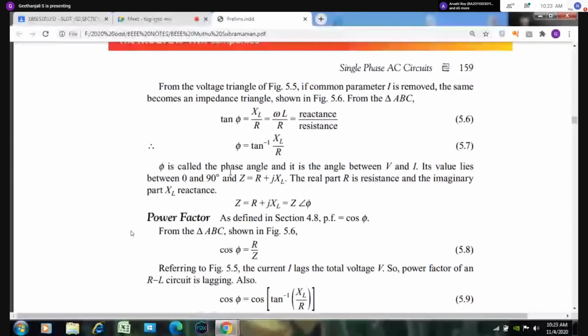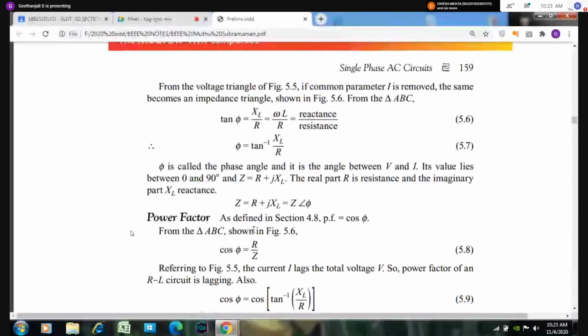Its value lies between 0 and 90 degrees, and Z is equal to R plus jXL for the pure RL circuit. The real part R is resistance and the imaginary part is XL. So Z is equal to R plus jXL, which is called the rectangular form. The polar form is represented by Z angle phi, where phi is the phase angle and Z is the magnitude of the impedance. Then we move on to the power factor. What is power factor?